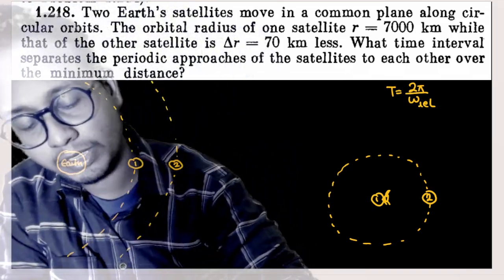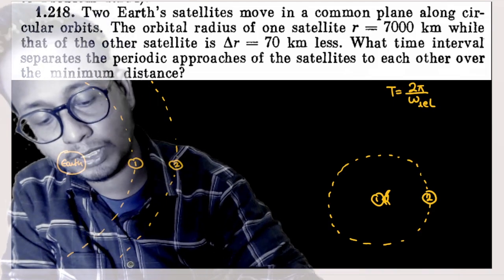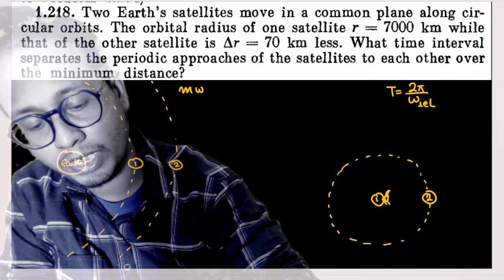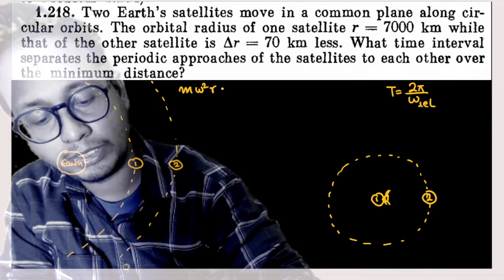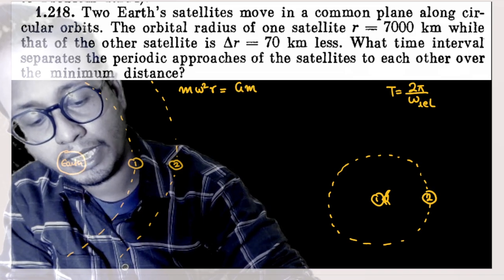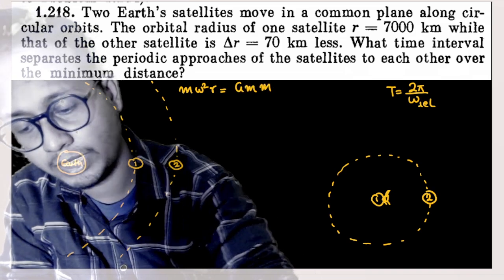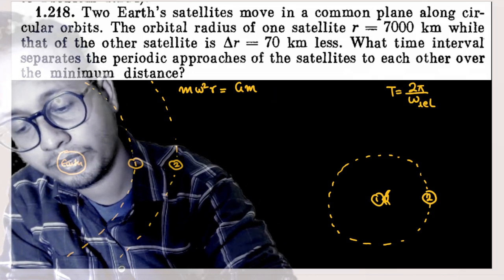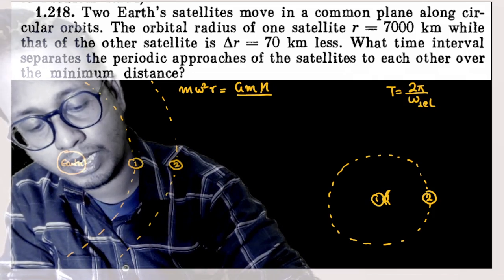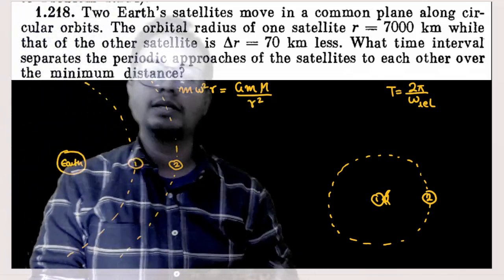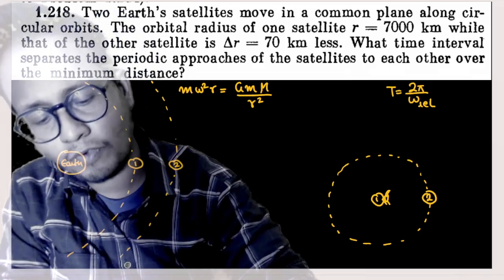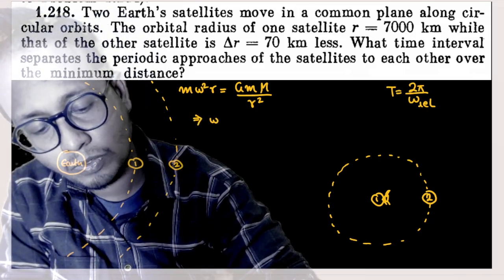So what is the angular velocity of satellite 1 with respect to Earth? I can simply use m omega square r. The centripetal force is equal to G m times the mass of Earth, let the mass of Earth be capital M, divided by r square. Just take any distance. The formula for orbital radius would come as omega square.